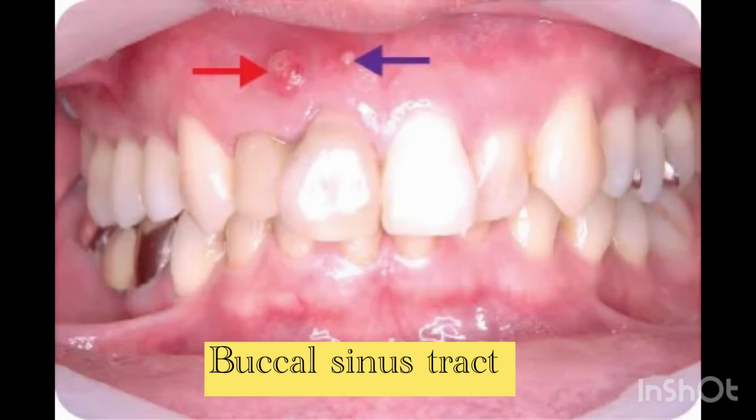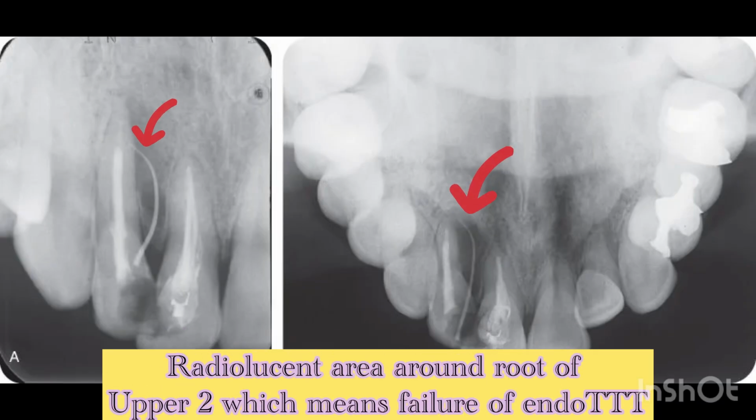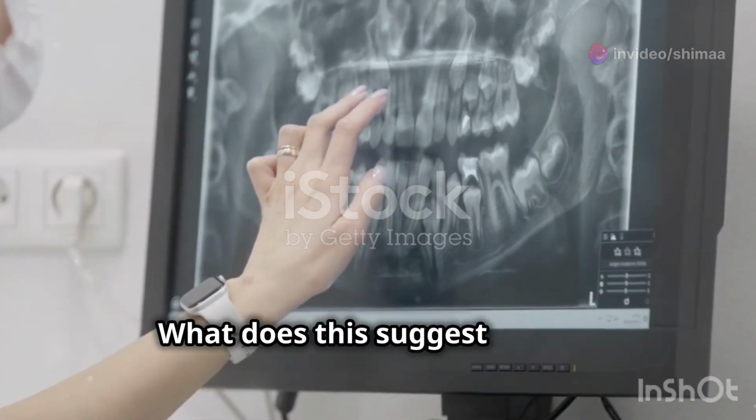Exactly. The clinical exam revealed a buccal sinus tract between teeth upper right lateral and central. The radiographs showed a radiolucent area around the root of upper right lateral, indicating a potential failure in the previous root canal treatment. What does this suggest to you?